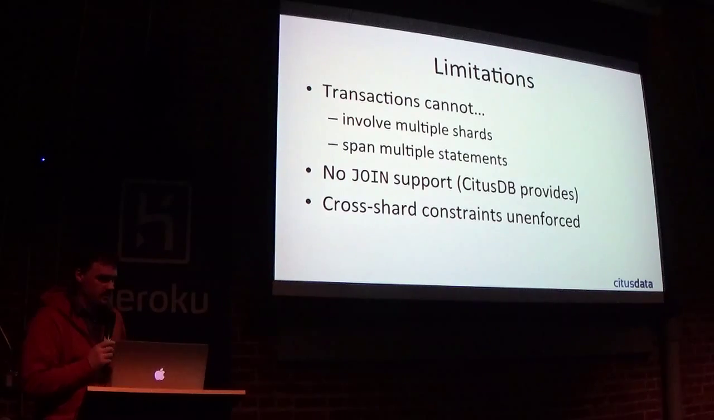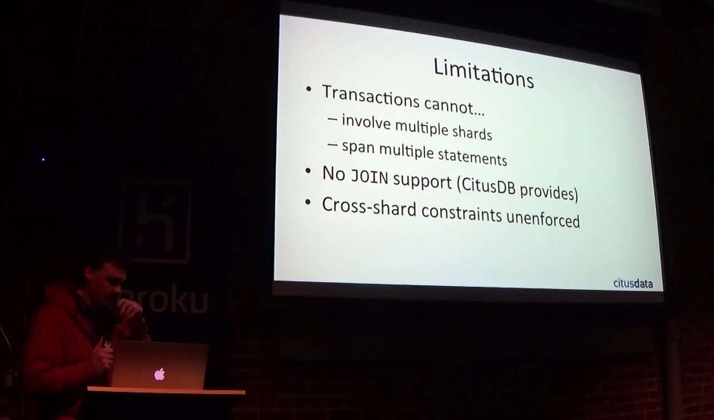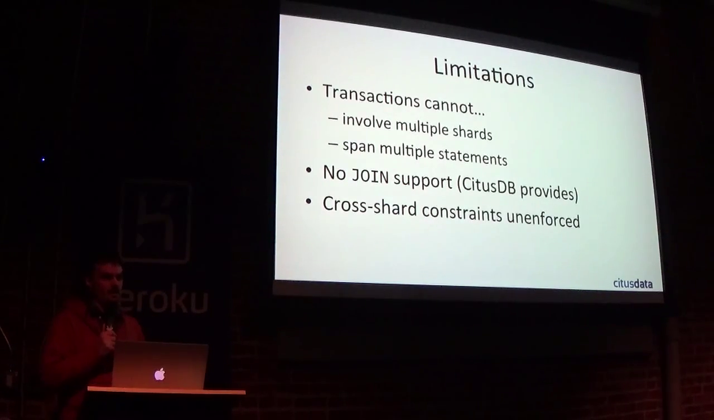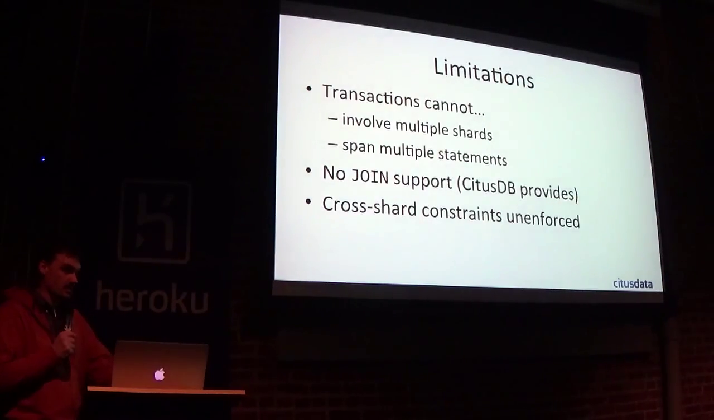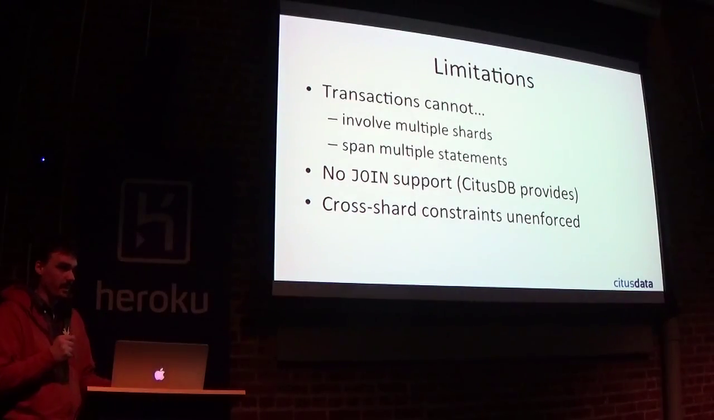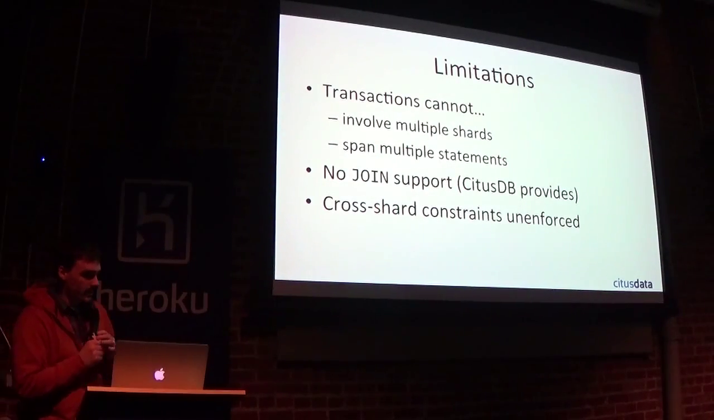Limitations here. Transactions cannot involve multiple shards. So if you want to do two things on two different shards, as we said, no transaction there. Transactions cannot span multiple statements. So right now it's kind of a one-shot thing. You've got your typical CRUD operations, your insert, update, delete, select. But it's best to think of this as either document store style with the identifier and the JSONB type, or as some sort of analytical database.